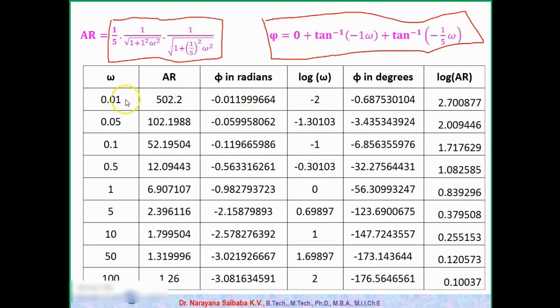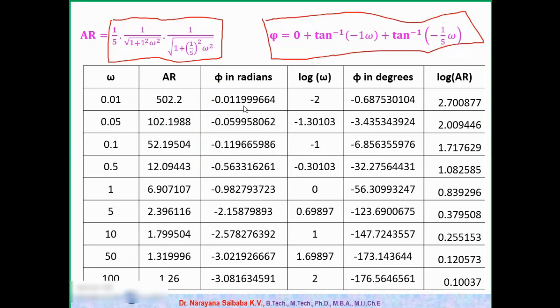So for different values of omega, we have to calculate different values of phi. Here we have taken omega values from 0.01 to 100. Always it is better to take 10 times multiples, but here, for getting a smooth, accurate curve, we have taken more number of points. So in this way AR and phi values you have to calculate.